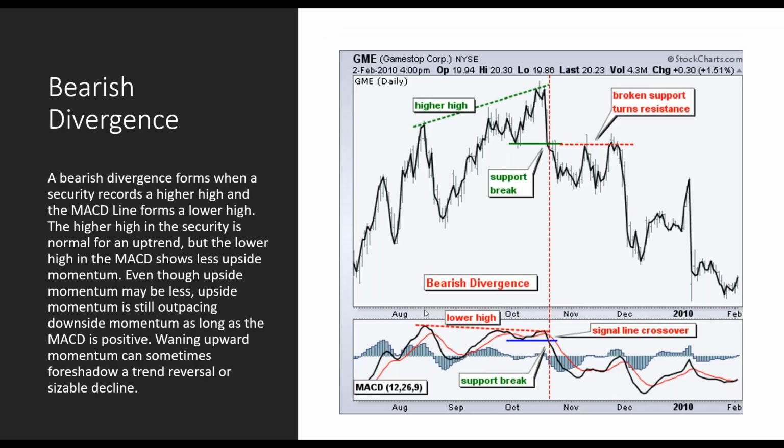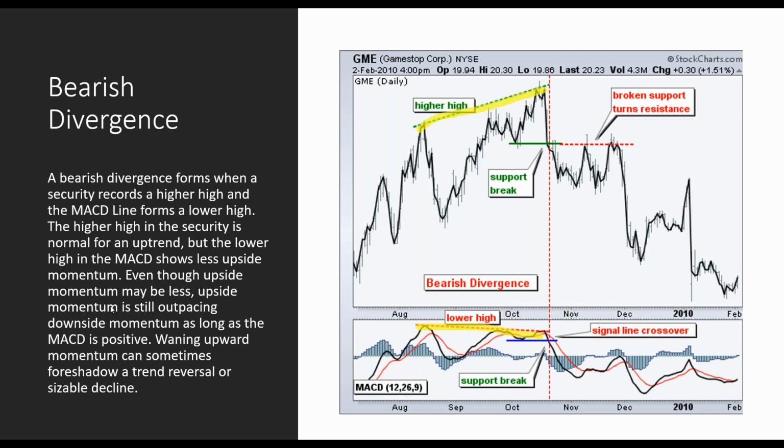So a bearish divergence forms when a security records a higher high and the MACD line forms a lower high. The higher high in a security is normal for an uptrend. So in other words, when price is moving up, we should always be making higher highs. But the indicator, the MACD line here, is making lower highs. So we see the MACD line is moving in a slight downward movement, downtrend, while price is moving in a slight uptrend. So what happens is they're diverging from each other.